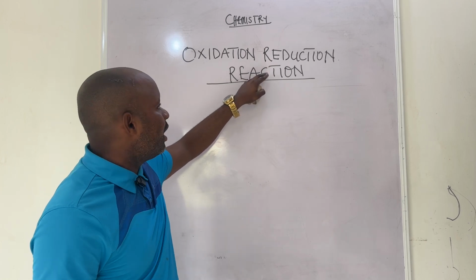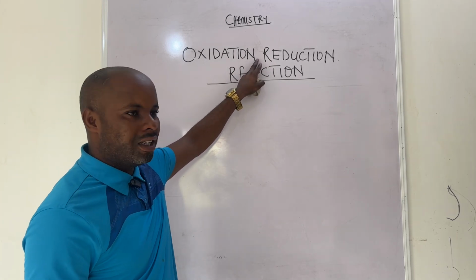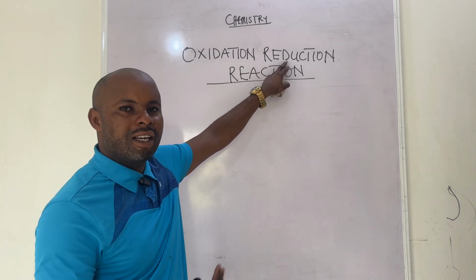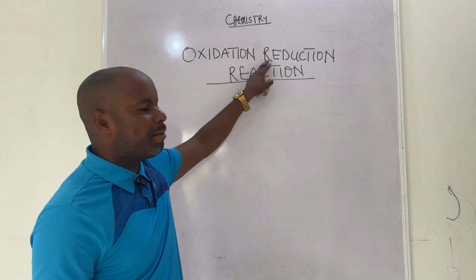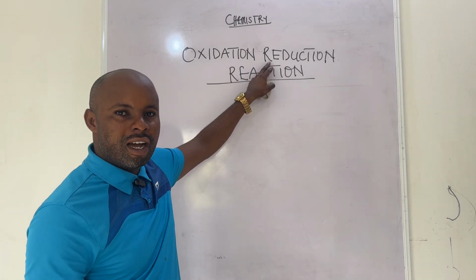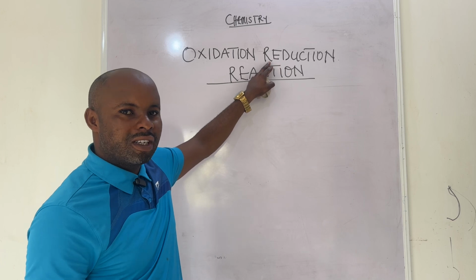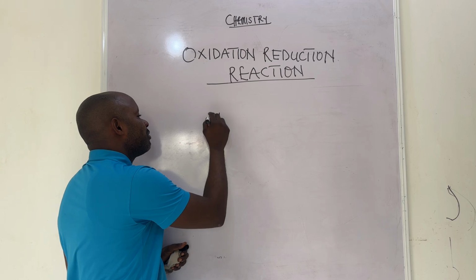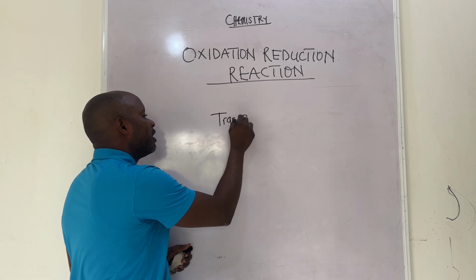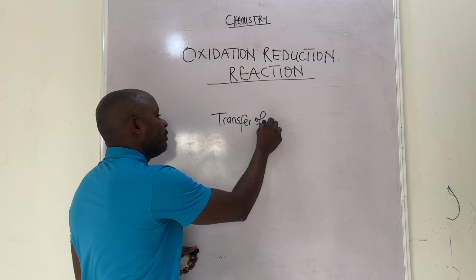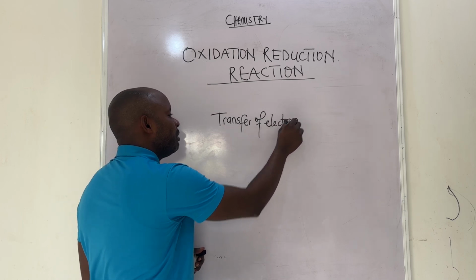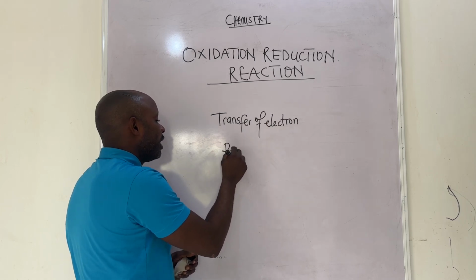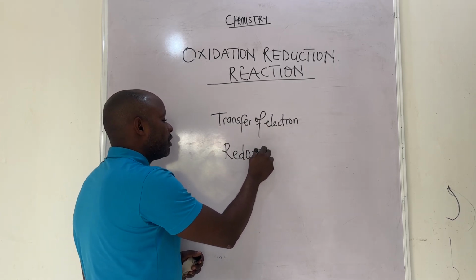So in this aspect, we define oxidation as a loss of electron, while reduction is that reaction that accepts this electron. So for this reaction to take place, there must be an electron donor and an electron acceptor. That is to say, oxidation reaction is also known as transfer of electron. It's a process through which electron is being transferred. The other name of this oxidation-reduction reaction is redox reaction.